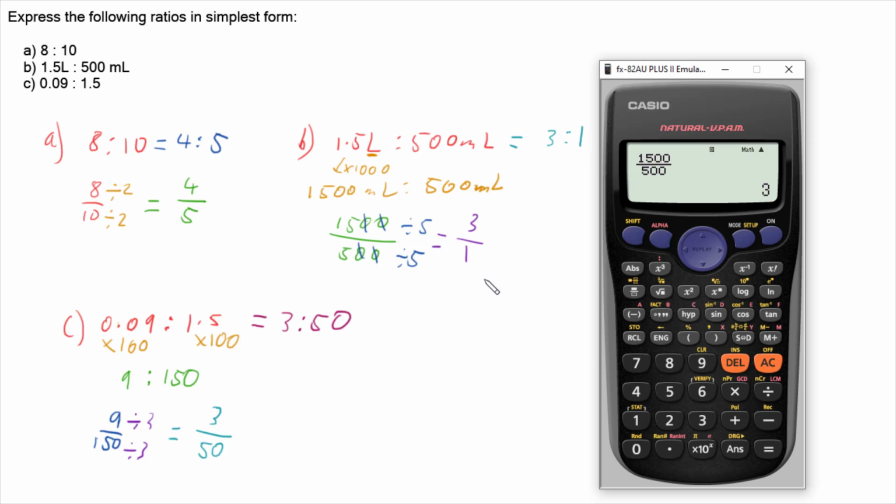so 3 is to 1. And lastly, 0.09 over 1.5 gives us the decimal 0.06. Hit the SD button, we get 3 over 50, 3 is to 50. So treating them as fractions is also a nice way of being able to use our calculators to help us as well.